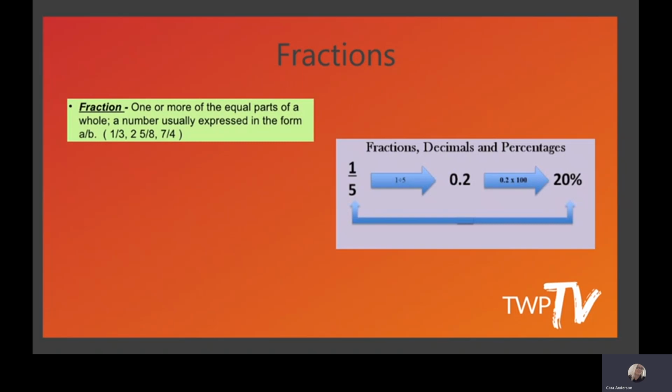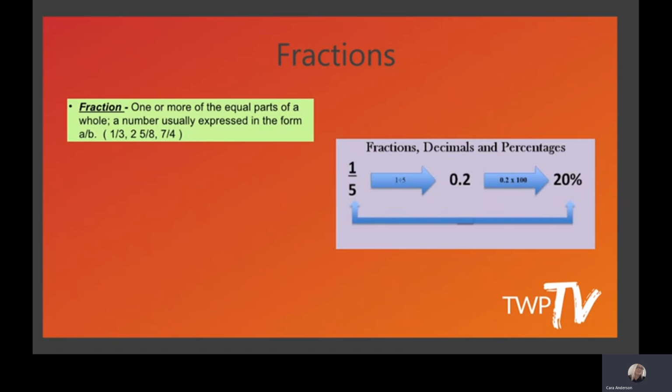And then if you divide 100 by 5, that gives you 20. So that takes you back. 20 is 1/5 of 100. So the loop starts again.